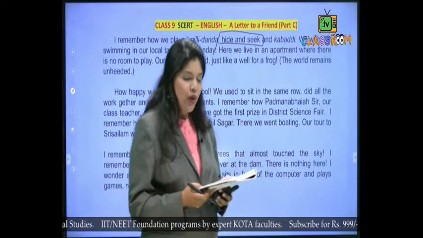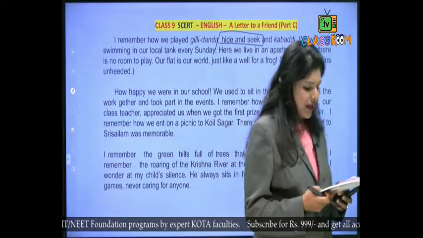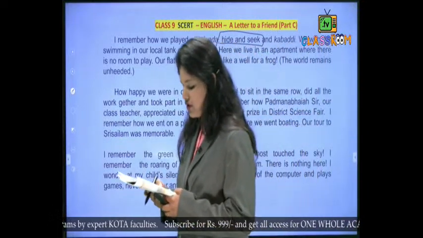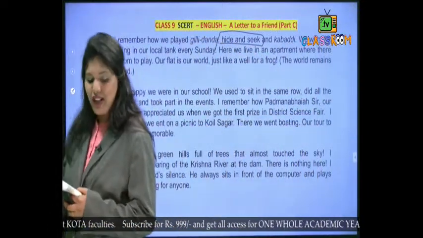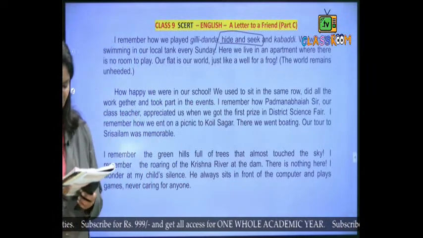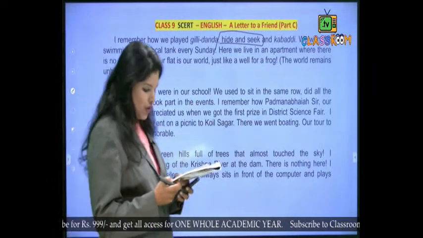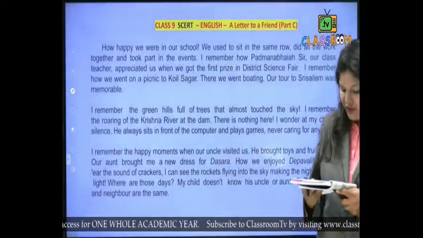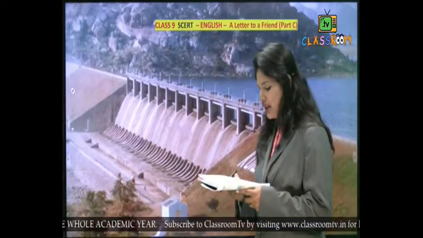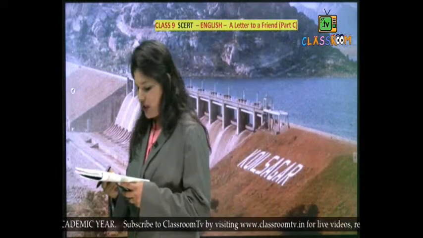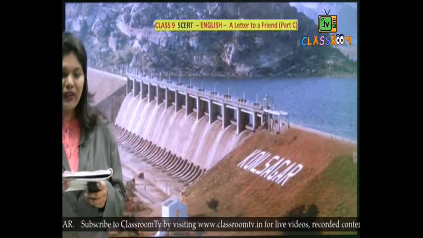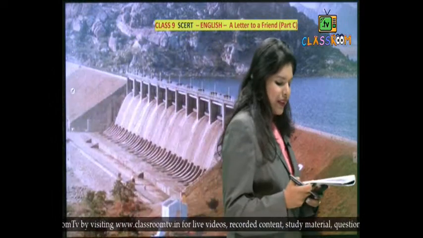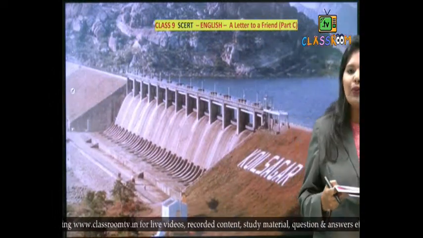I remember how we went on a picnic to Coil Sagar. There we went boating. Our tour to Sri Salem was memorable. Still, I remember the green hills full of trees that almost touched the sky. I remember the roaring of the Krishna river at the dam. There is nothing here. I wonder at my child's silence. He always sits in front of the computer and plays games, never caring for anyone.